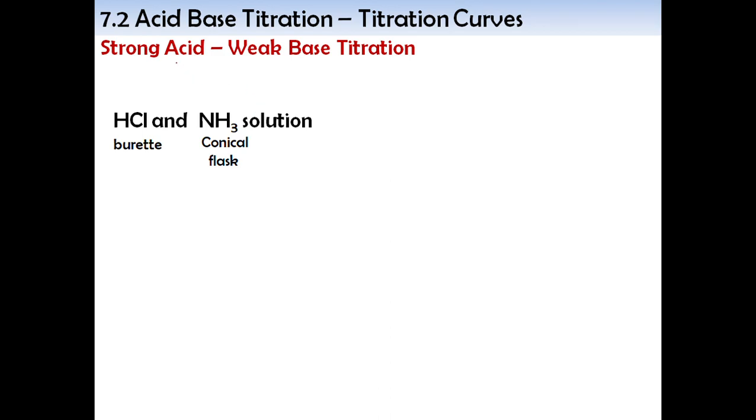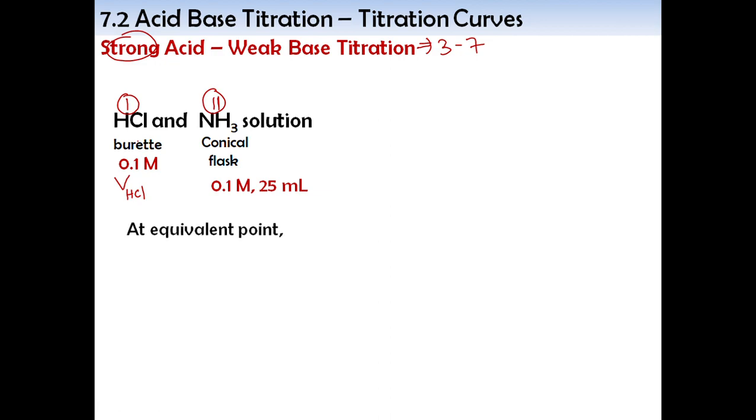So for this, we still have strong acid, weak base. So strong acid menang means the pH range is 3 to 7. So HCl is a strong acid, the pH is 1, and NH3 is a weak base, pH is 11. So, for the solution in conical flask, soalan mesti akan bagi concentration dan volume. For burette, concentration only. So, we want to find what is the volume for HCl, solution in burette, at equivalent point. So again, we can use this formula.